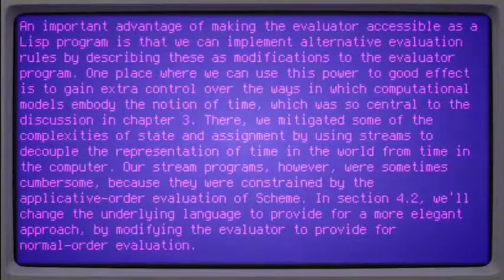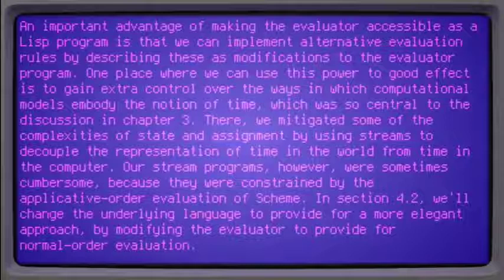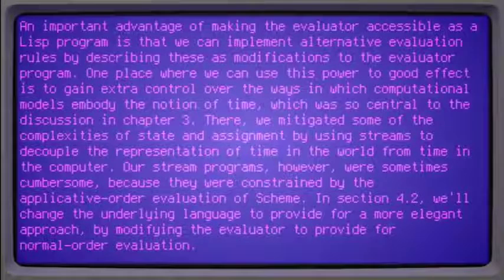An important advantage of making the evaluator accessible as a Lisp program is that we can implement alternative evaluation rules by describing these as modifications to the evaluator program. One place where we can use this power to good effect is to gain extra control over the ways in which computational models embody the notion of time, which was so central to the discussion in Chapter 3. There, we mitigated some of the complexities of state and assignment by using streams to decouple the representation of time in the world from time in the computer.